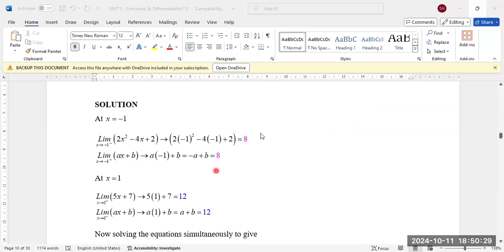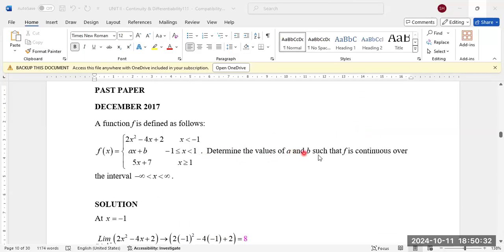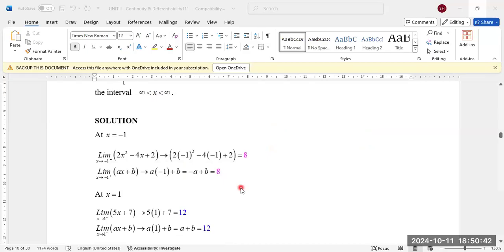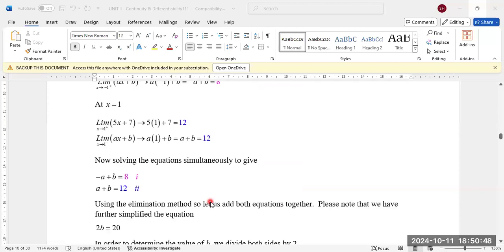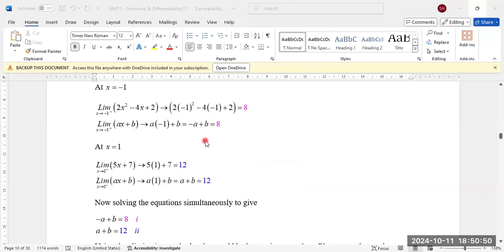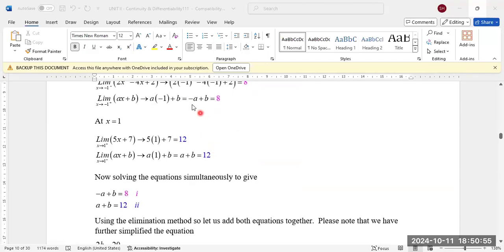It must be equal because you are trying to determine the values of A and B such that f is continuous over the interval. You see the interval? -infinity to +infinity. The whole interval we want it to be continuous for. So we need to find the values of A and B that will make that happen. That's why those two must be equal. Because we know that this is 8 and this is 8, we're going to put -a plus b equals 8, call it equation 1, and +a plus b equals 12, call it equation 2. And we solve those simultaneously.